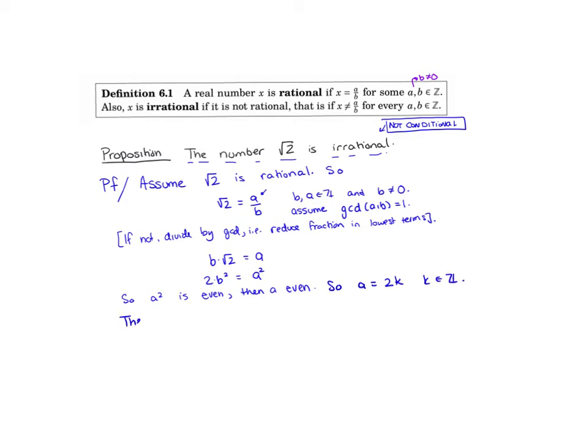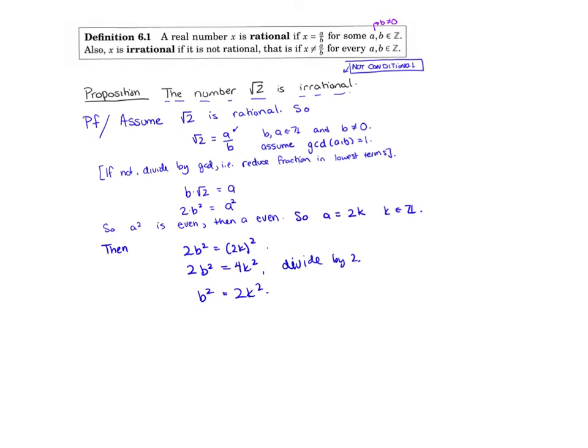So then what do we get? 2b squared equals 2k, quantity squared. So 2b squared equals 4k squared. Divide by 2. So b squared is equal to 2k squared. All right, so what do we have now? Well, now I've got that b squared is equal to 2 times something. So b squared is even. Thus, b is even.